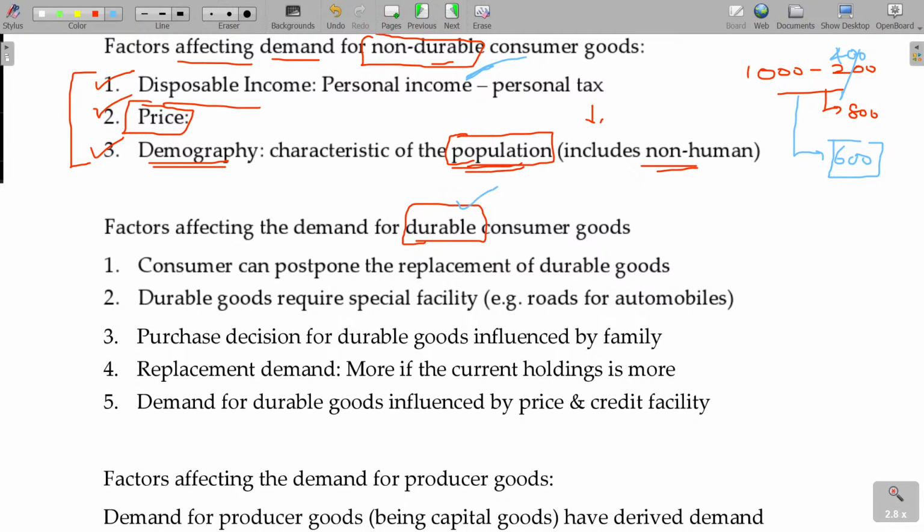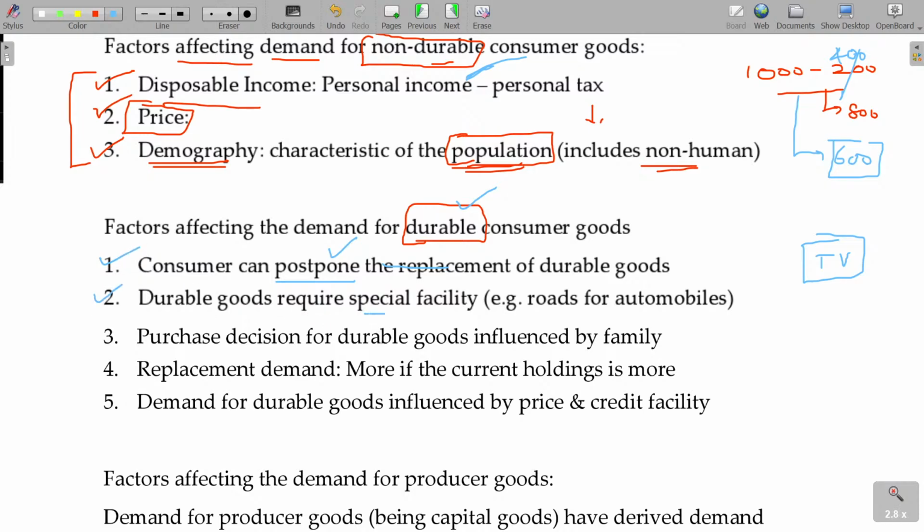In case of durable consumer goods, TV and washing machine are good examples. If the TV is costly, what will you do? You will try to postpone that. Washing machine, costly, postpone that. If there is a 50% offer in this new year, then you will immediately purchase. If you have an old one, you will go for replacement. So you will either postpone or replace durable goods based on their price.